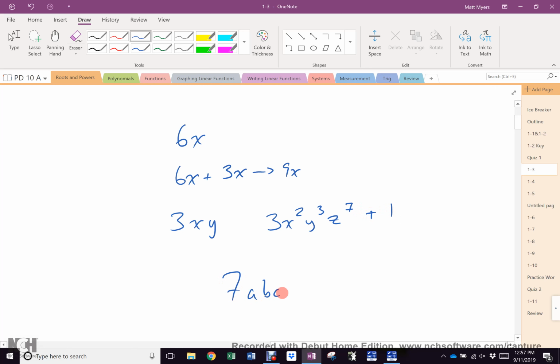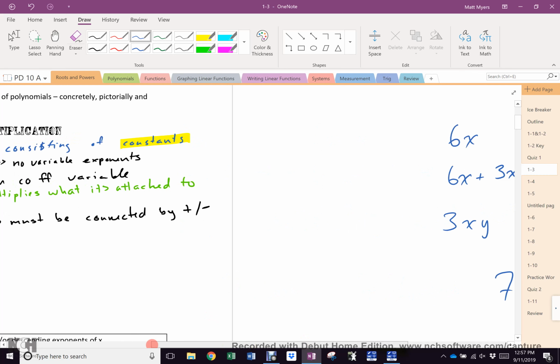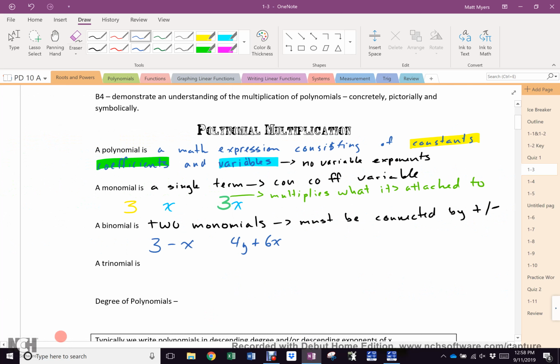7, A, B, C, D, E. Monomial. I know a young lady. I have actually met the person whose name is that. It is pronounced Absidy. I am not lying. No, I never taught her. She's an actress. She's a kid actress. Her name is Absidy. Because I guess her parents... No. Think about it. If you're in an industry like acting, you need to have something that makes you unique.